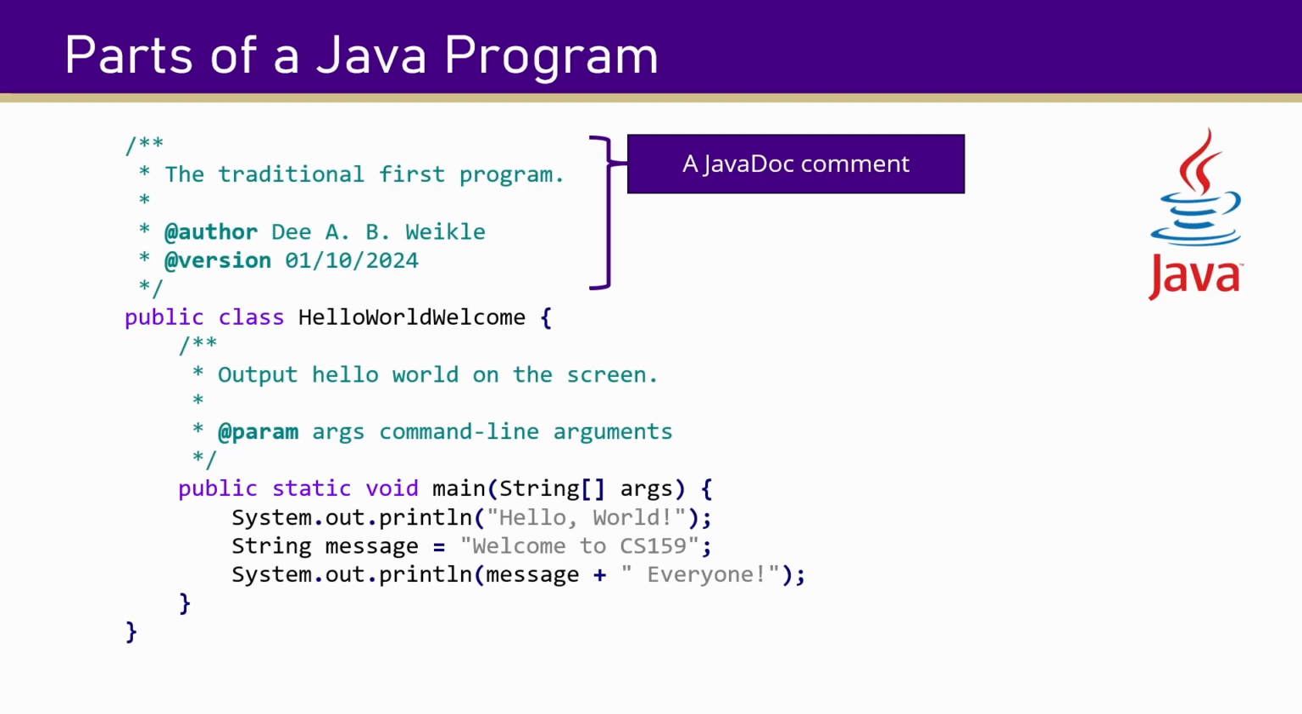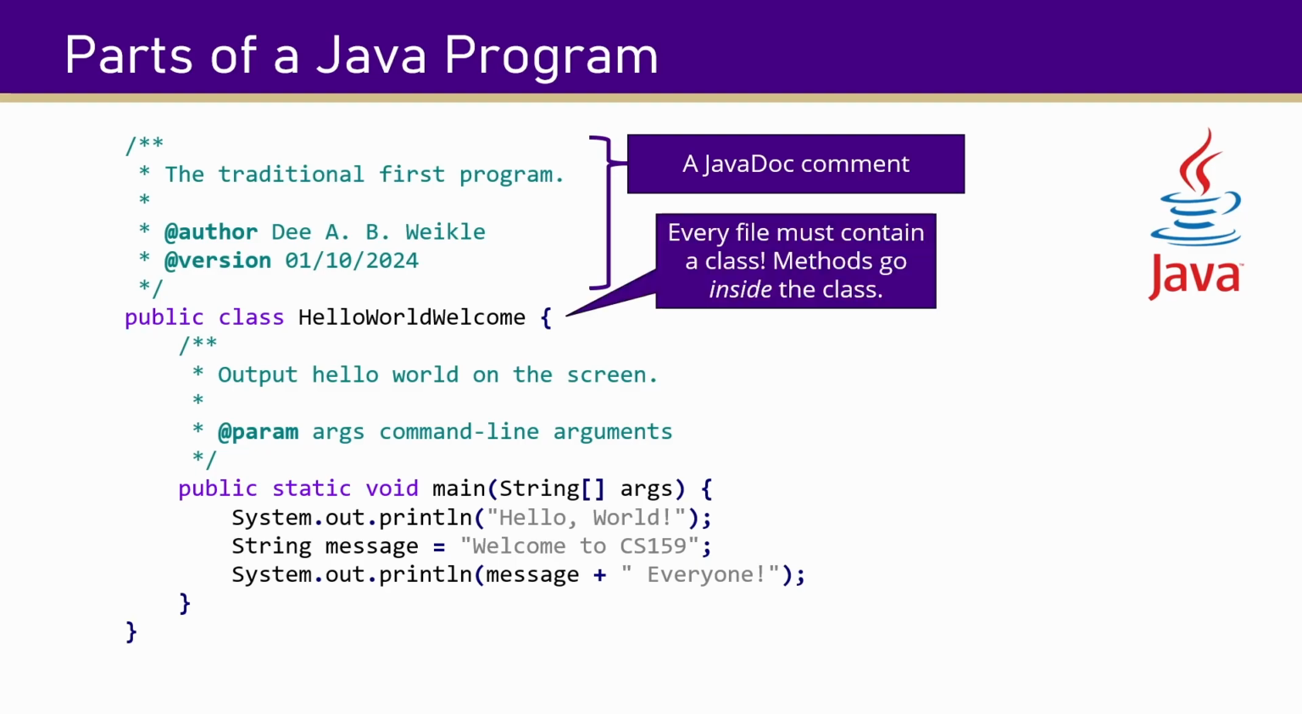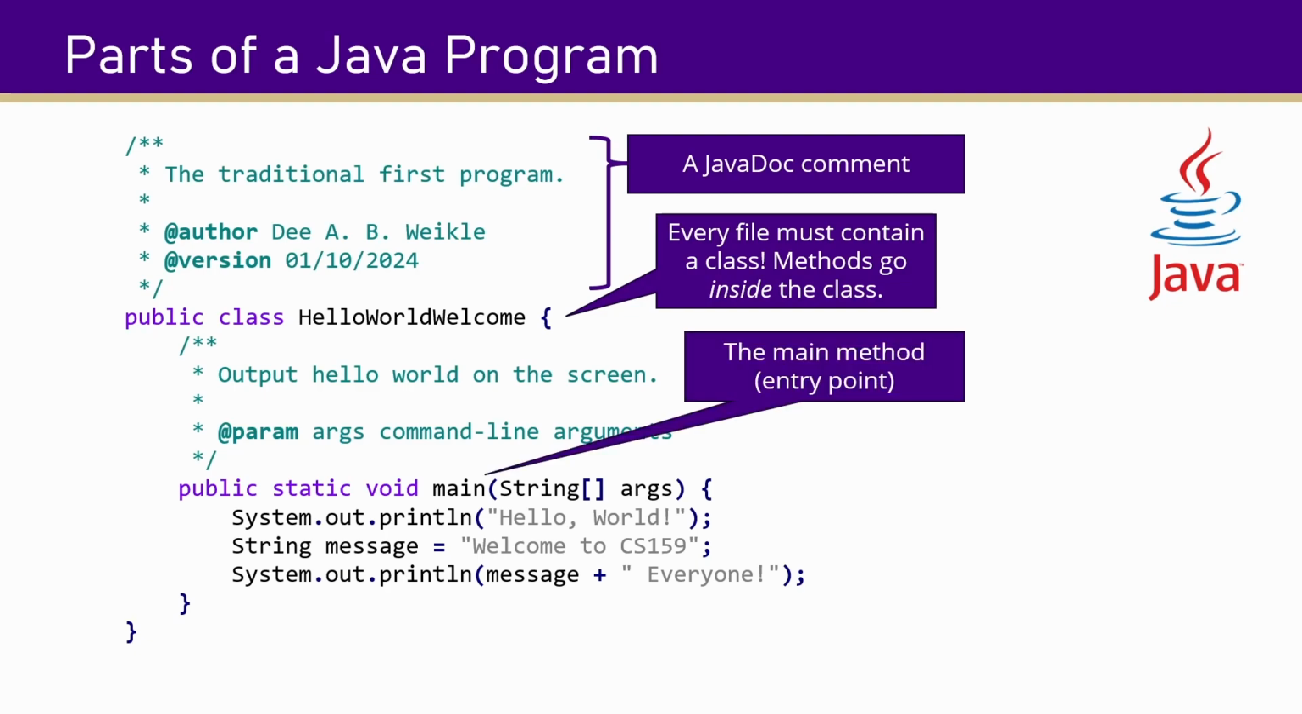So, going through the file, one thing to note is that we have this public class hello world welcome. Alright? Every file in Java must contain a class, and all your methods go inside that class. Alright? So underneath that, we have another Java doc and then a main method. Right? This main method is the entry point of a program, and it tells Java what code you actually want to run. Now, this has got to follow the format that we see here: public static void main string args. Right? It's got to follow that exactly as is.